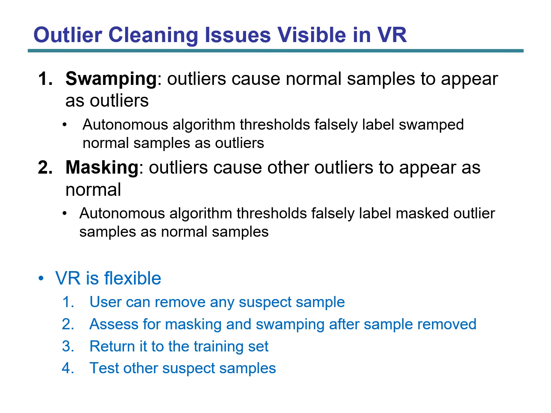So in VR, as we'll see, we use this iterative, flexible process. The user can remove any suspect sample from the training set in VR, and then the whole VR landscape reconfigures, and we can assess for masking and swamping. Then, depending on our decisions, we can return that sample back to the training set and test other suspect samples.